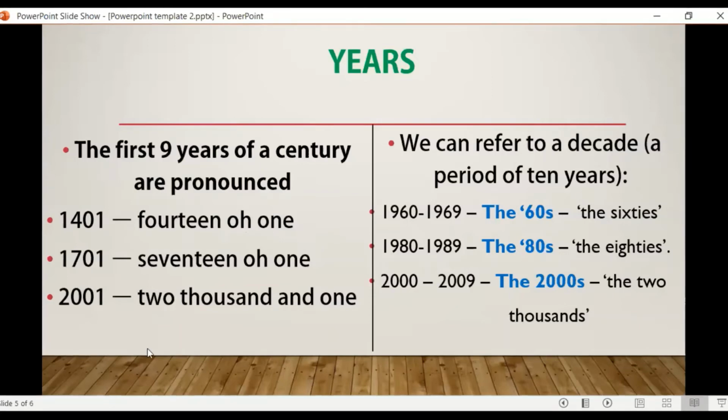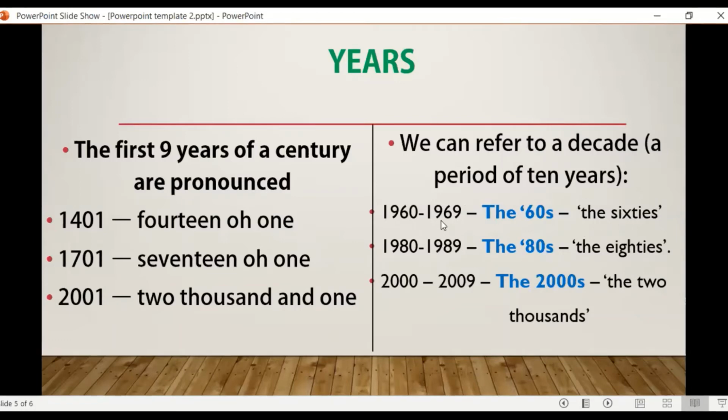That's very common. All right, when it comes to decade, a decade is just a period of 10 years, right? A decade is a period of 10 years, like a century is a period of 100 years, and a millennium is a period of 1000 years, right? You should remember this again.